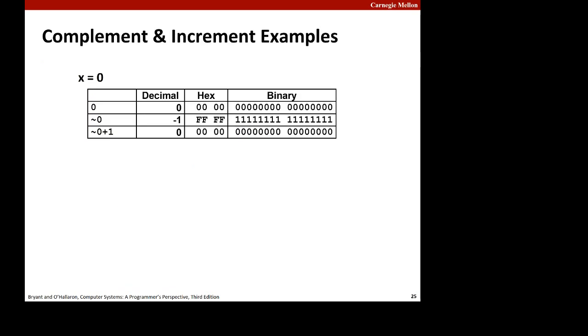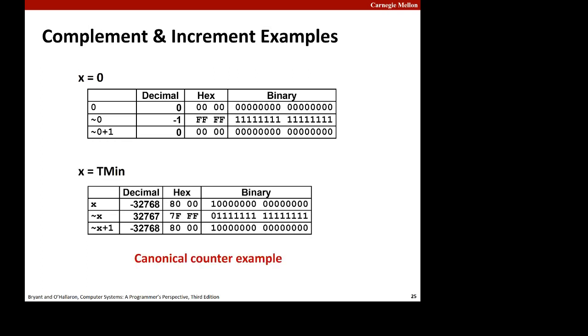And so some special cases, like for 0, if I complement it, I'll get all 1s, which is -1. So if I add back a 1 to that, I'll come back to 0. And one of the interesting numbers is T min. If I complement it, I actually get T max. And if I add 1 to T max, what do I get?